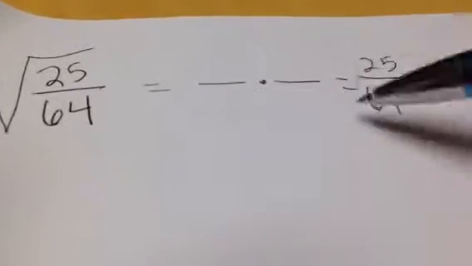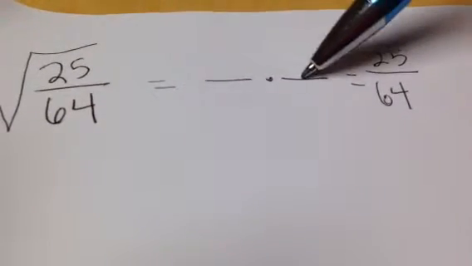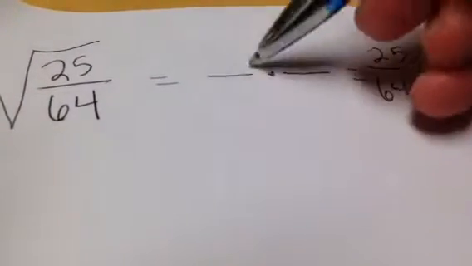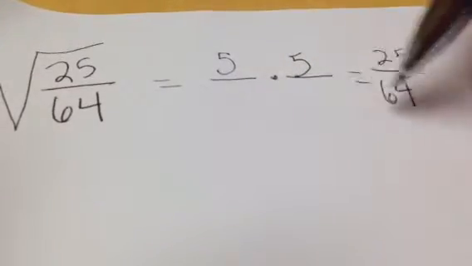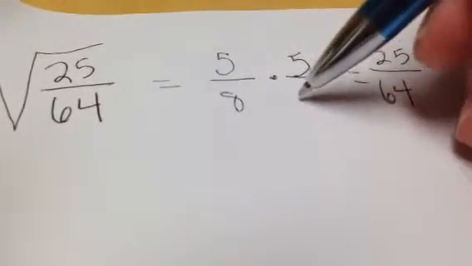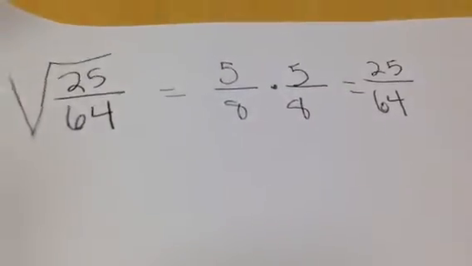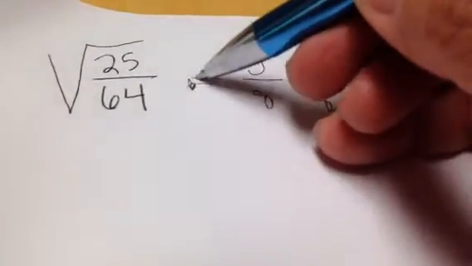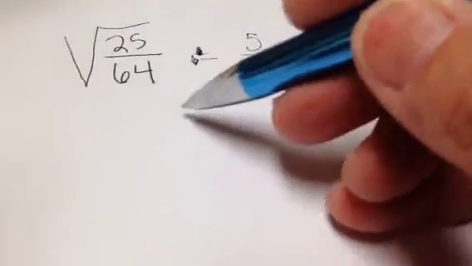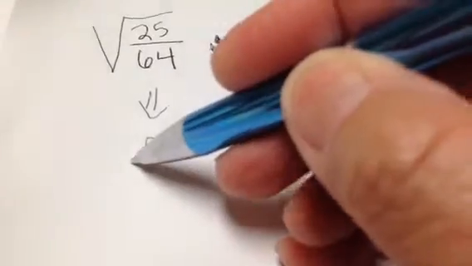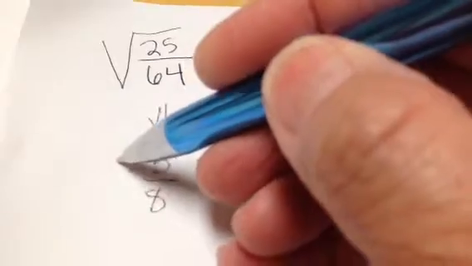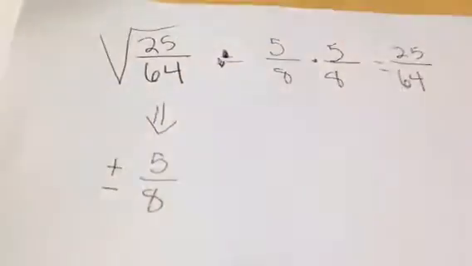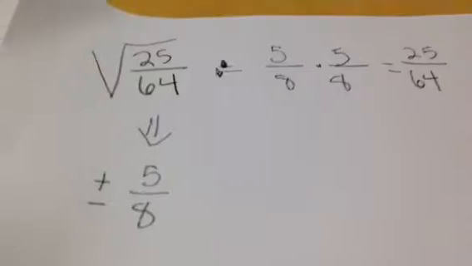When we multiply fractions, we multiply straight across. So what number times itself 2 times is 25? That would be 5. And what number times itself 2 times is 64? That would be 8. So the square root of 25 over 64 is 5 over 8, but as we know, every square number has 2 square roots, so it would be plus or minus 5 over 8.